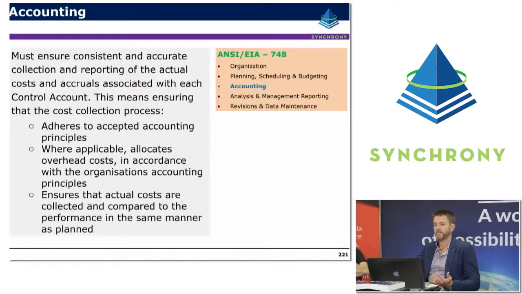The accounting process must ensure that there's consistent and accurate collection and reporting of the actual costs and accruals associated with each control account. This means ensuring that the cost collection process adheres to the accepted accounting principles. Where possible, it allocates overhead costs in accordance with the organisation's accounting principles, and it ensures that actual costs are collected and compared to performance in the same way that they're planned. This is really important. It's about having that apples and apples comparison between the actual costs coming through and the budgets that have been assigned and allocated in the schedule.